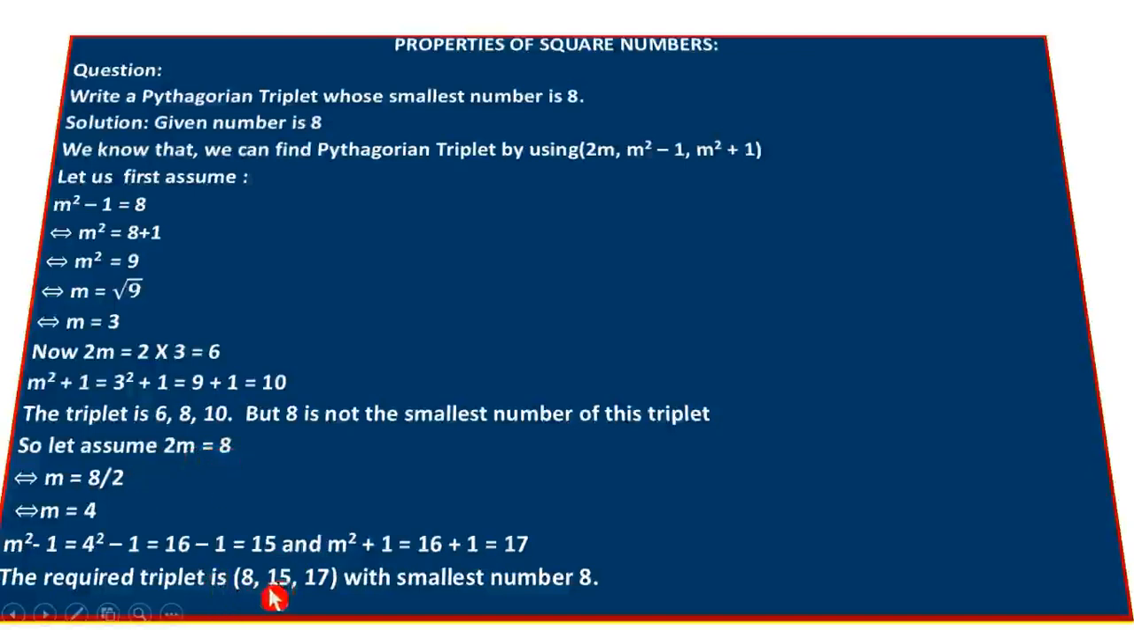This is 2m. This is m square minus 1. This is m square plus 1. Look here once again. 2m equal to 8 we had considered. Then this is the m square minus 1 value we got, here 15. Then the m square plus 1 value we got, 17. So 8, 15 and 17 is a triplet with smallest number 8. This is the right answer.